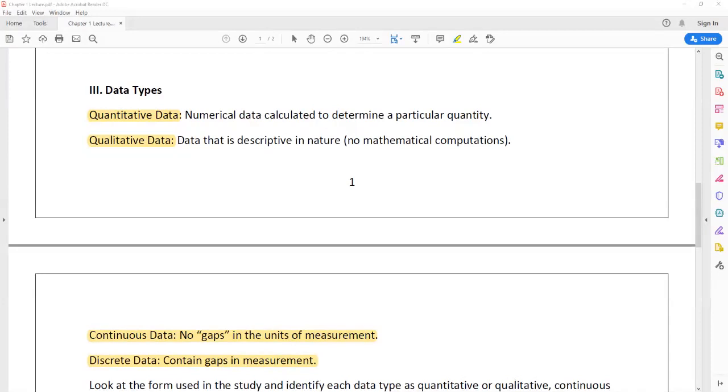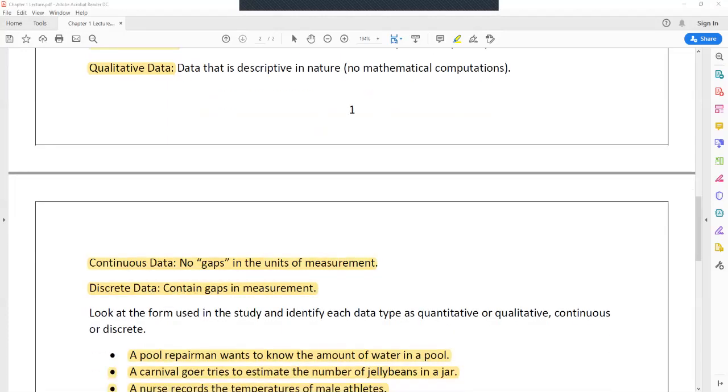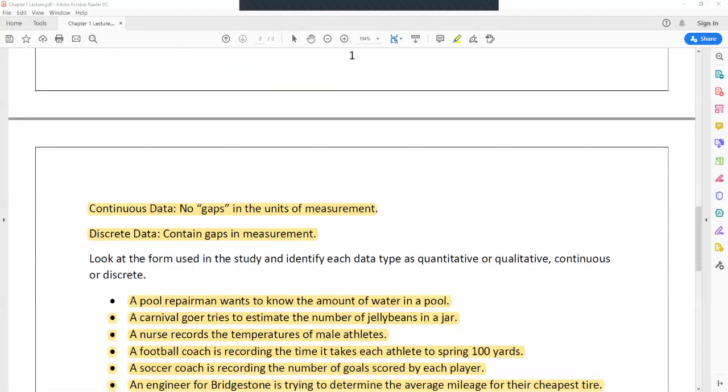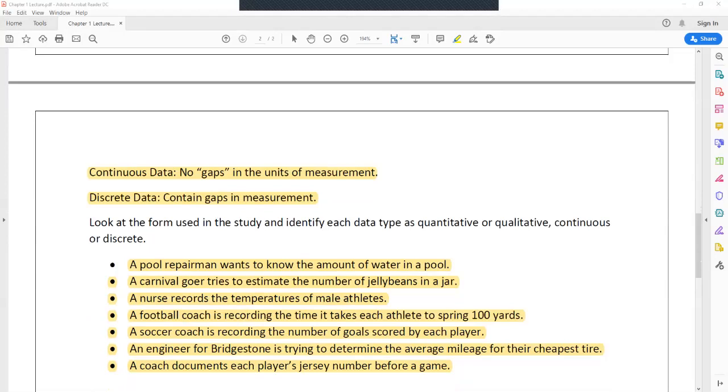So make sure you're familiar with the difference between quantitative data and qualitative data, and then continuous versus discrete data. If data is continuous, then you have no gaps as you go from one number to the next. It's just a smooth stream. Think about filling up a swimming pool full of water, right? 1 gallon doesn't plop in and then another gallon suddenly fall in, right? It's just one continuous movement as the water begins to fill up the pool, right?